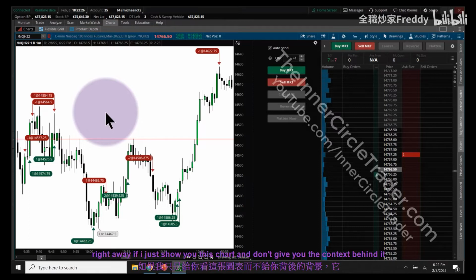Now, right away, if I just show you this chart and don't give you the context behind it, you're going to hear people, or they're going to take my video and they're going to do all this armchair quarterback after the fact. It's never been traded by them. They're not doing a live account. They're always playing in demo accounts, blowing demo accounts. They always have something negative to say about everybody else, but they're not doing anything themselves. Here's the context that's important, okay?